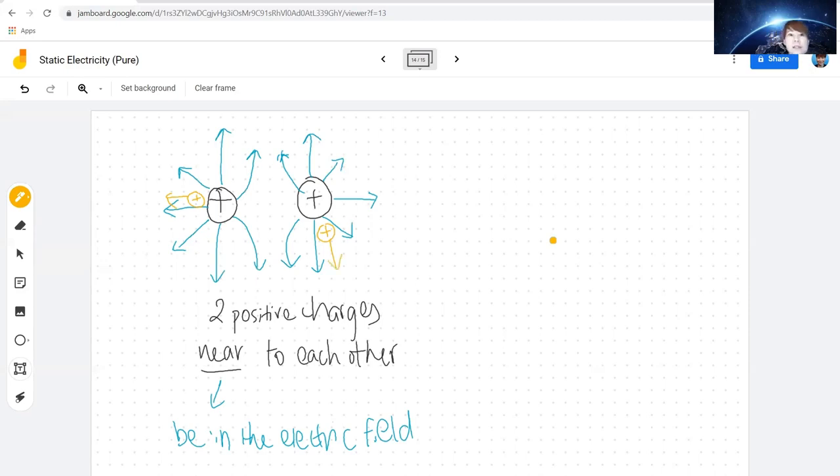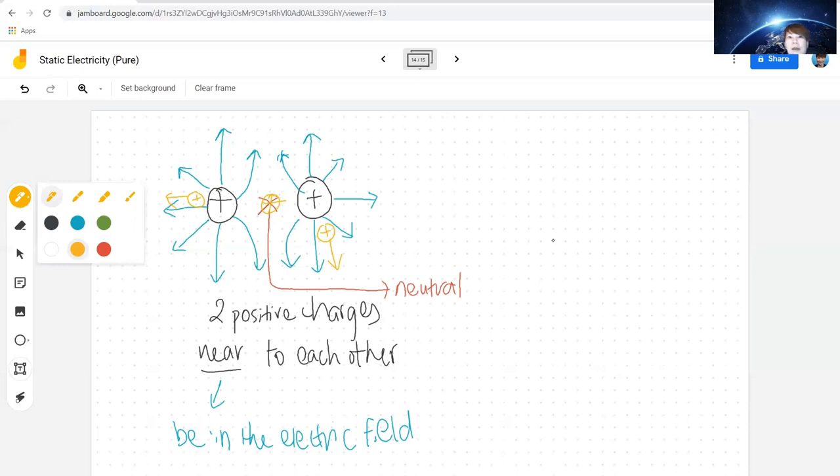Now what happens right at this interesting spot here is what we call the neutral area. Okay, so when it's neutral, it means that it does not experience any force. Why? Because the forces cancel out each other. All right, so this is a neutral zone. So therefore, when I place a test charge here, it will remain there because there are no forces applied on it due to the cancelling of the effect.